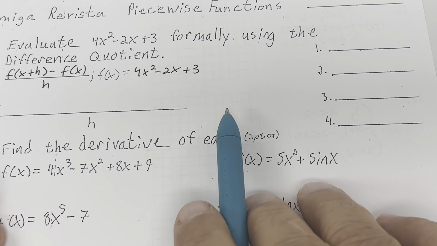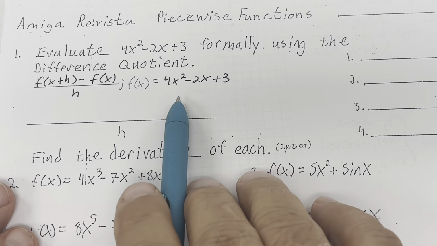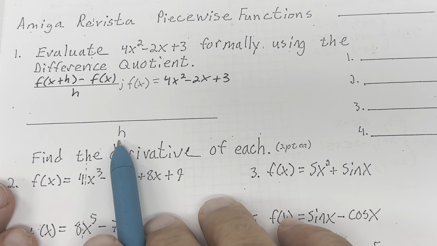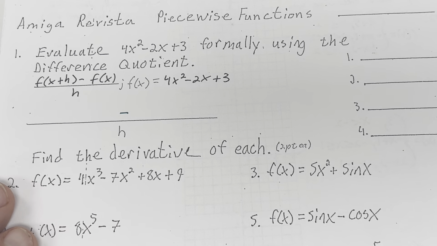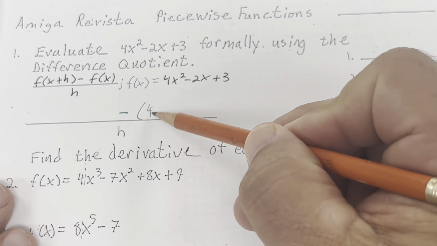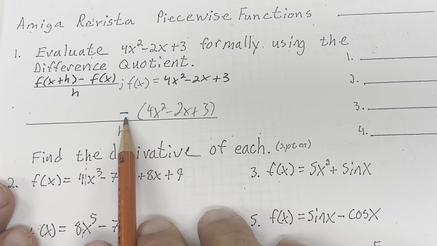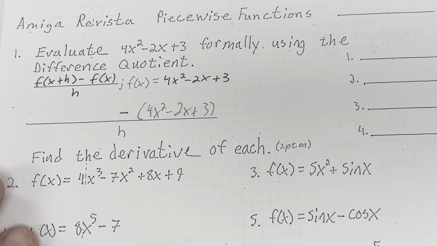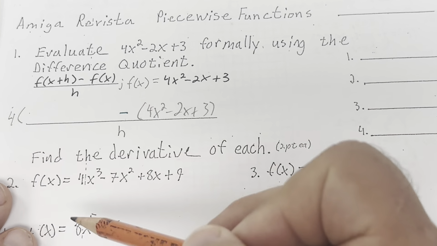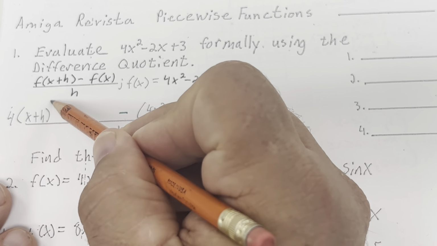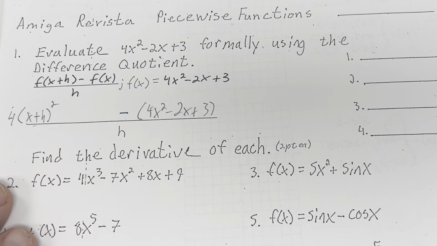Solving the difference quotient. So we're going to put the big division bar with the h and minus sign up top. Behind the minus sign, we're going to put 4x squared minus 2x plus 3. Don't forget, we have to put parentheses because we have to distribute that negative. Then in front, we're going to do 4 times x plus h squared. Wherever there's an x, we put an x plus h out front.